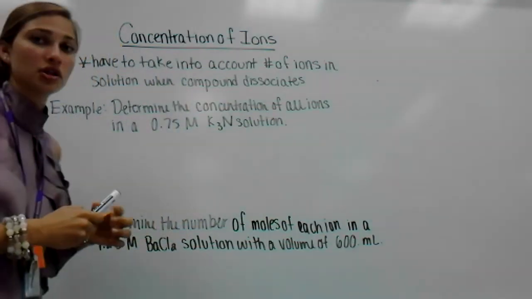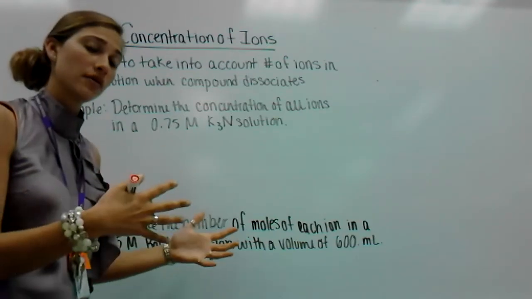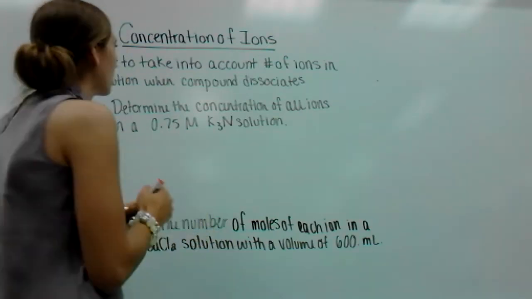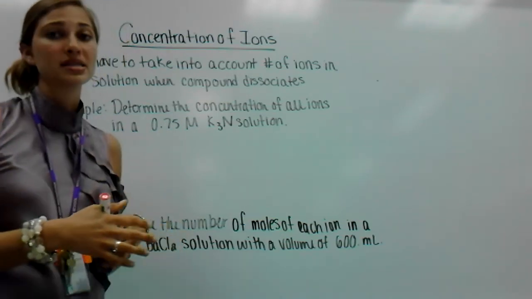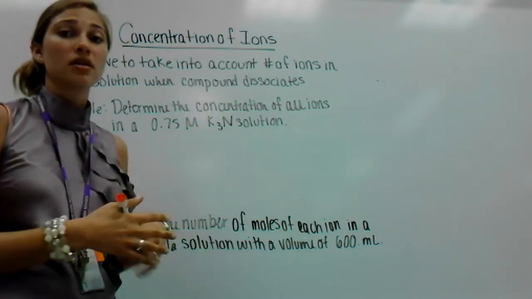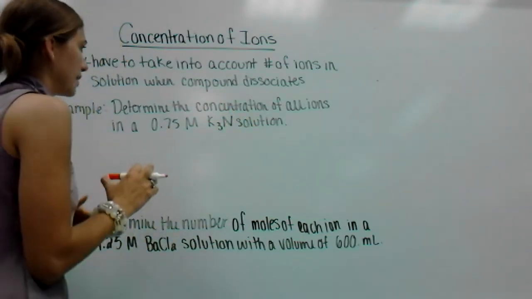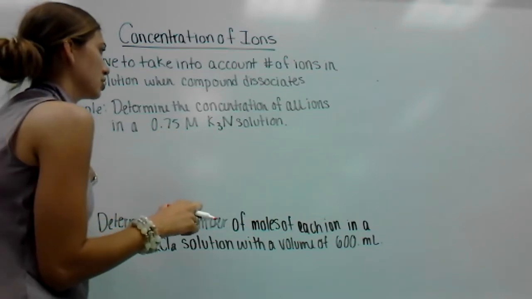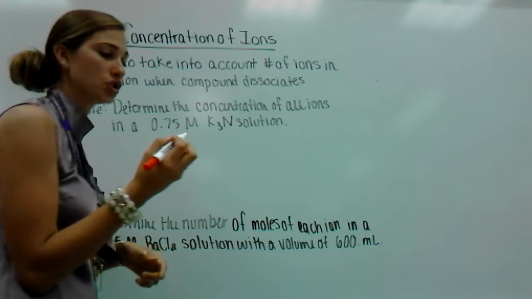Now, if we're doing concentration of ions, we know that the compounds break apart, whether they dissociate or whether they ionize in solution. And we have to take into account the number of ions that will be present if we want to figure out the concentration of each individual ion. So let's look at an example problem. It says determine the concentration of all ions in a 0.75 molar K3N solution.